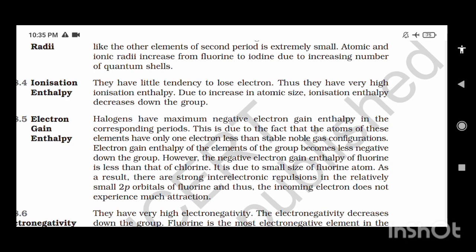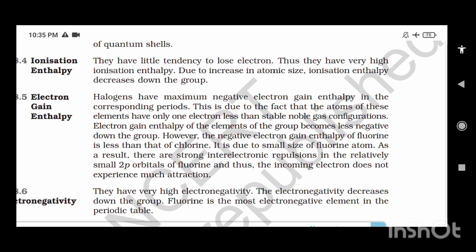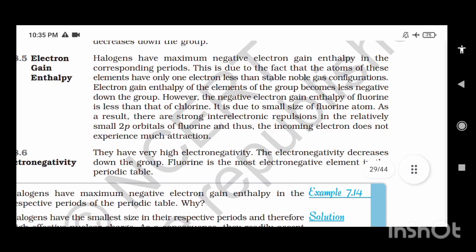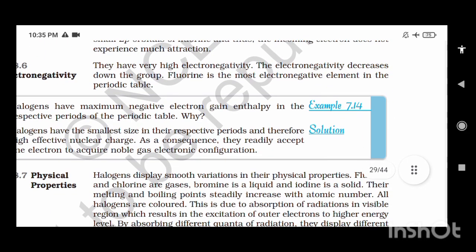Electron gain enthalpy. Halogens have maximum negative electron gain enthalpy in the corresponding periods. This is due to the fact that the atoms of these elements have only one electron less than the stable noble gas configurations. Electron gain enthalpy of the elements of the group becomes less negative down the group. However, the negative electron gain enthalpy of fluorine is less than that of chlorine. It is due to the small size of the fluorine atom. As a result, there are strong interelectronic repulsions in the relatively small 2p orbitals of fluorine, and thus the incoming electron does not experience much attraction.